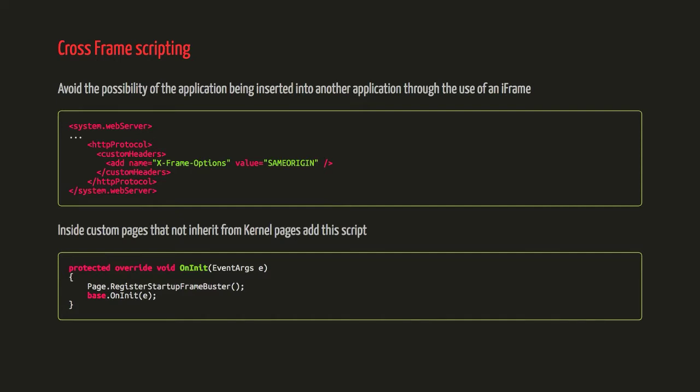And inside custom pages that do not inherit from Kernel, call the RegisterStartupFramebuster method, for example, inside the lifecycle method OnInit. And if we need to embed the application inside an iframe, there is the possibility to add a configuration to identify which domains are enabled or not. And update Kernel to version 4.22 or 5.19 if the browser does not support the HTTP X-Frame-Options header.